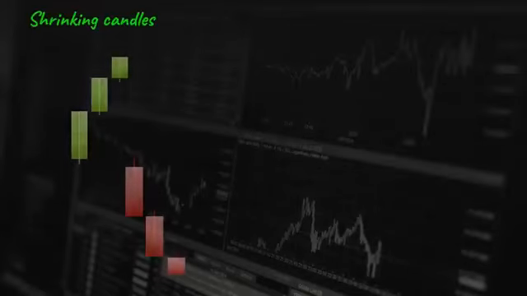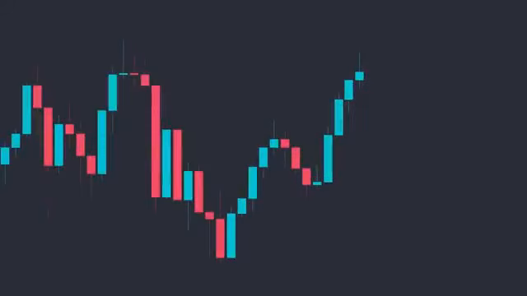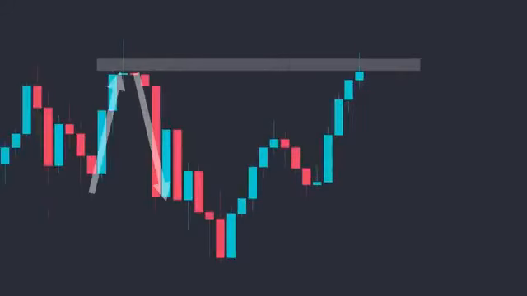Shrinking candles refers to a situation in which the candle's body is getting smaller and smaller before reaching a supply or demand zone. Here on the chart, the price came up, hit, and reversed, giving us a key level of resistance. Notice how the candle's body gets smaller as the price approaches this level.